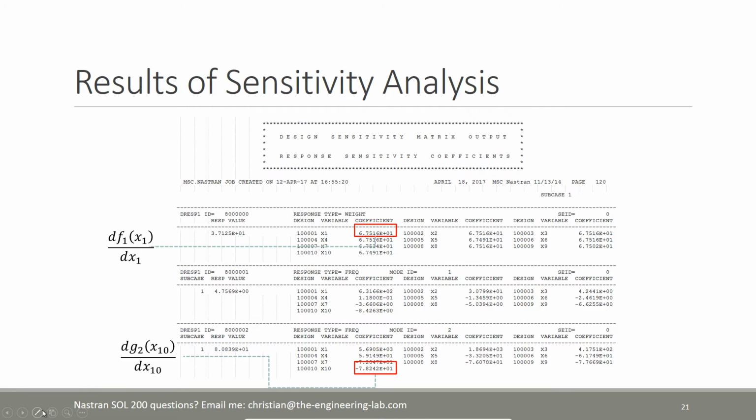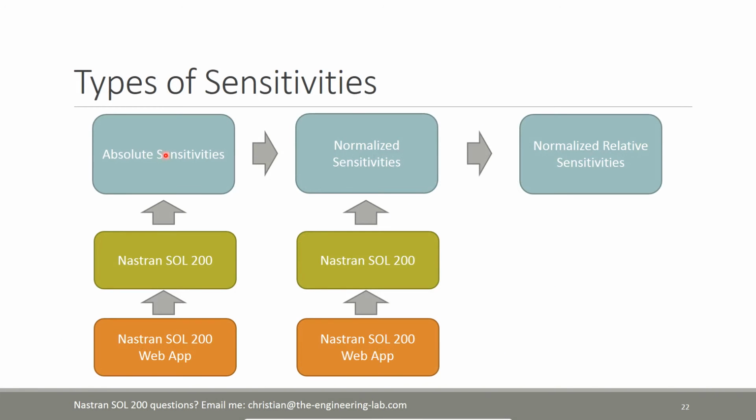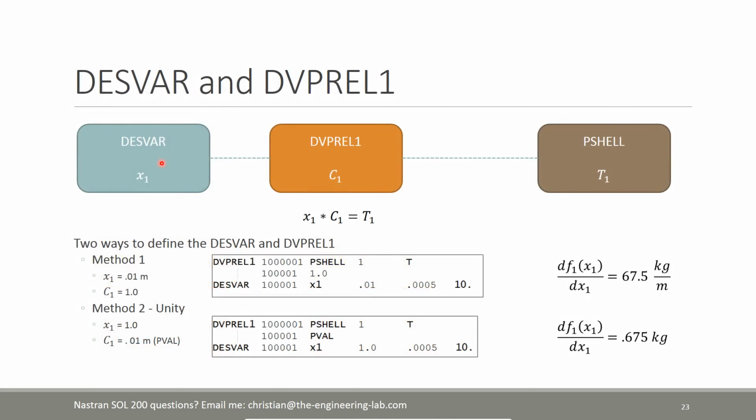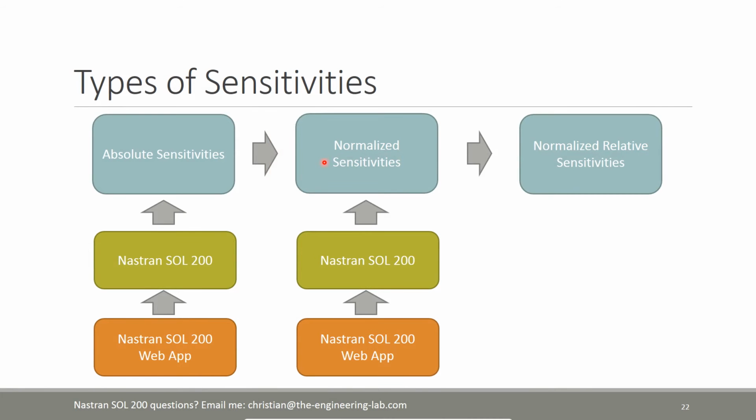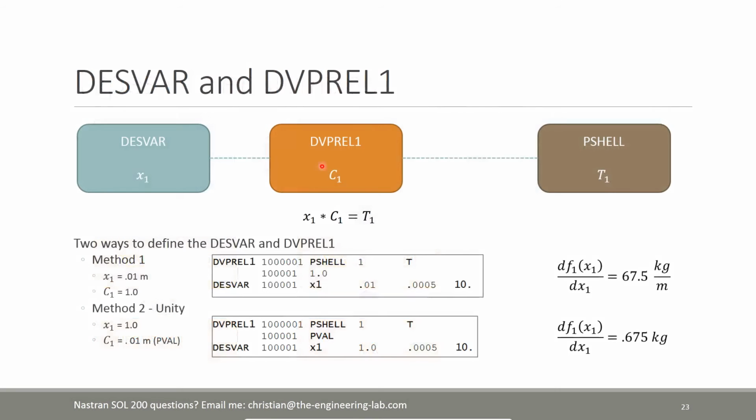That, in a very brief way, is how to perform your sensitivity analysis. This is known as the absolute sensitivities. In a moment, I'll describe what the difference is. Our next step is to create our normalized sensitivities, so now let's go through the process of that.